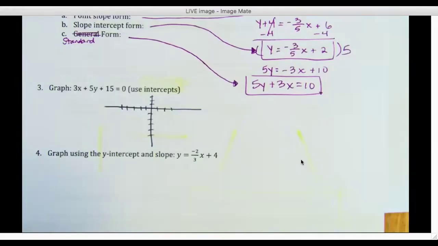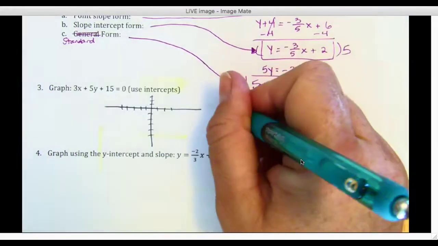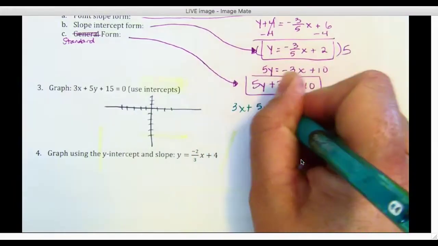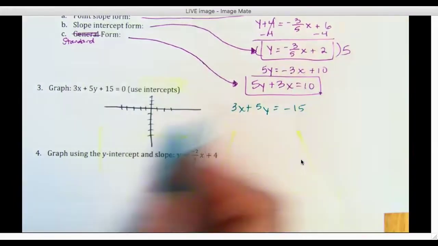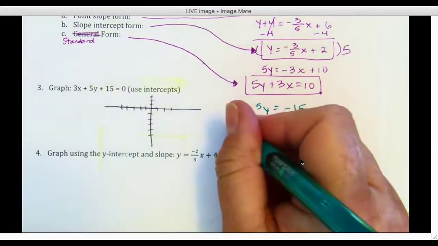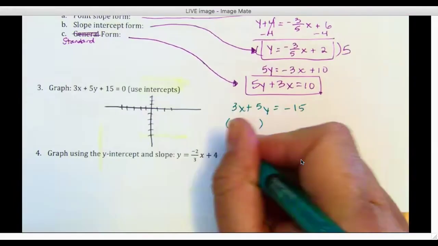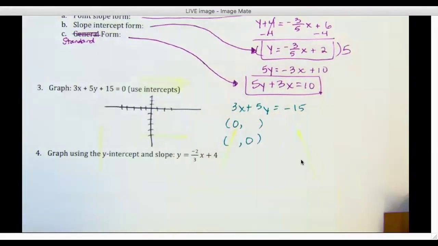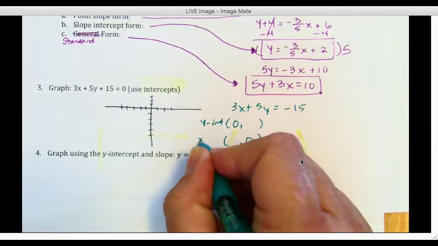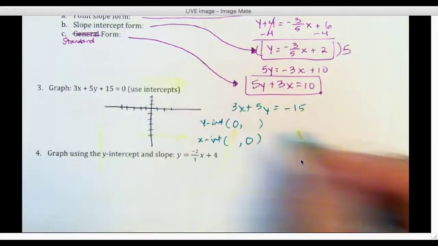So I'm actually going to get this into standard form. Again, it's a little bit more useful for us. So 3x plus 5y is equal to negative 15. So all I did was subtract the 15 over. And now I'm going to plug in 0 for x, and I'm going to plug in 0 for y. So this is going to give me my y-intercept, and this is going to give me my x-intercept.